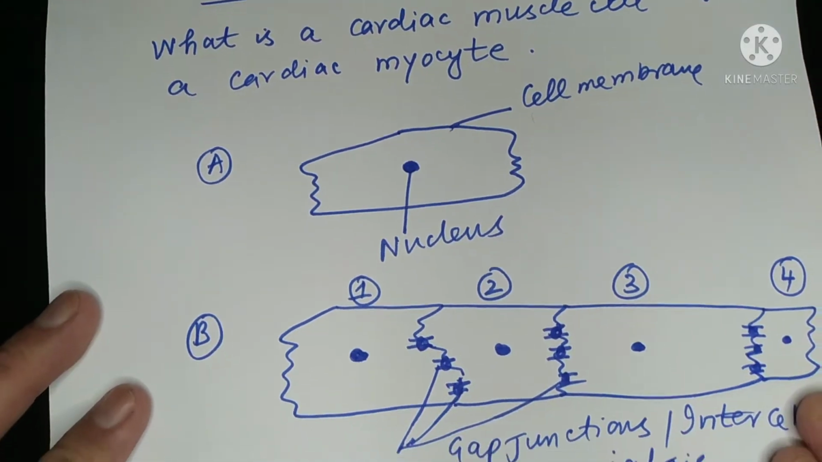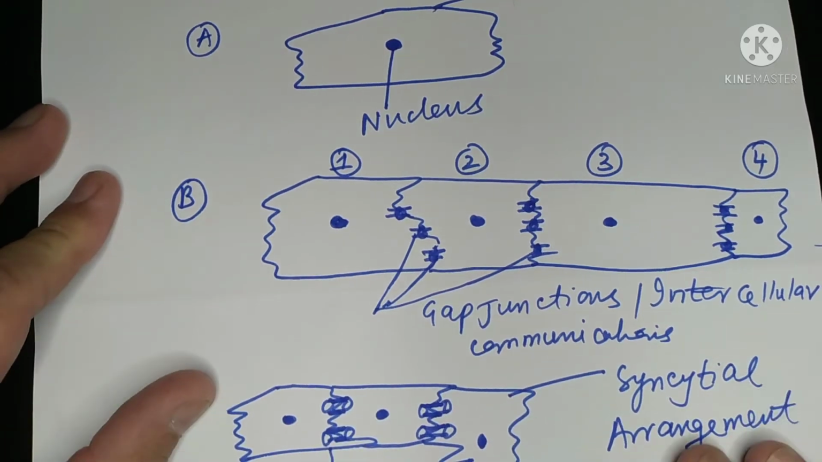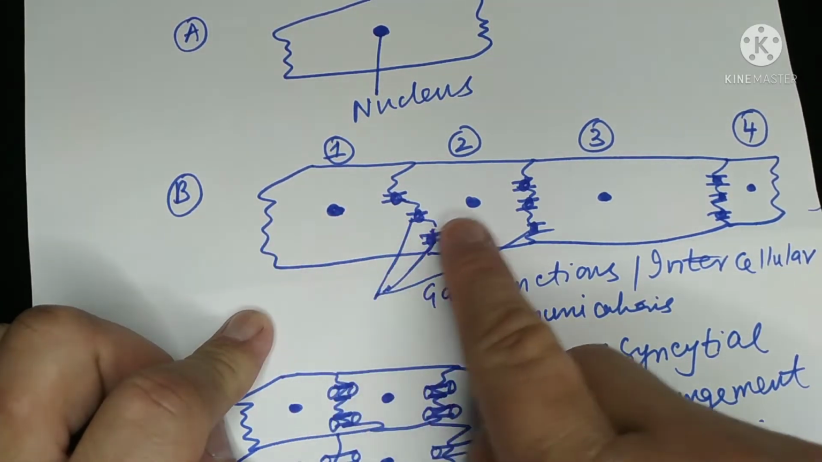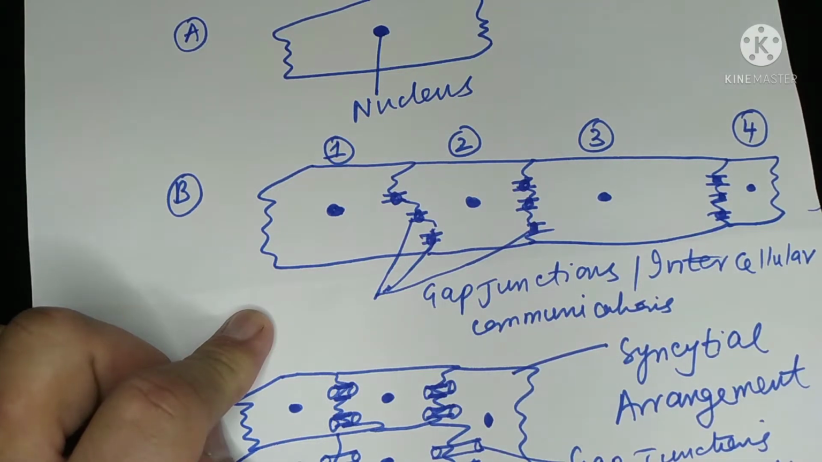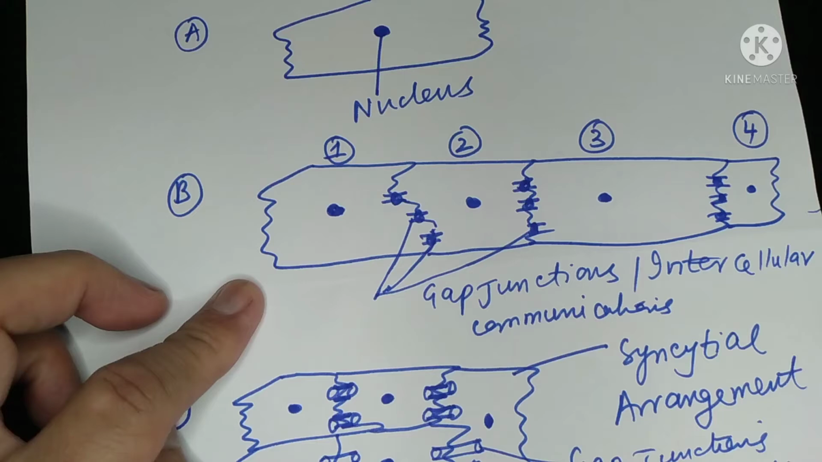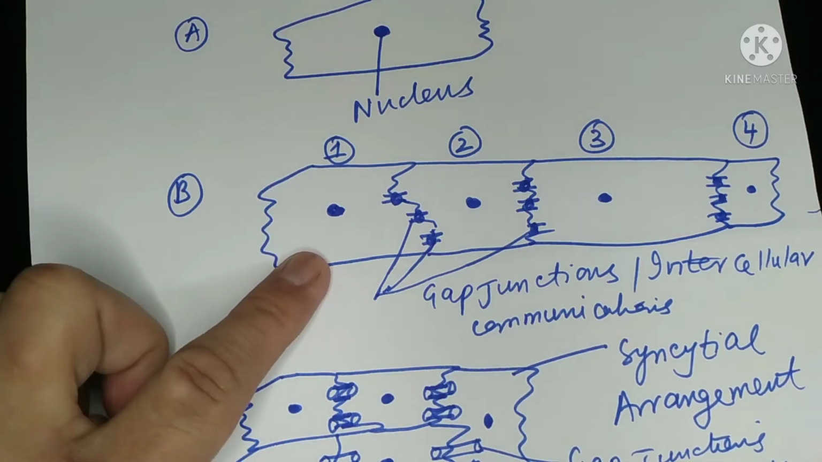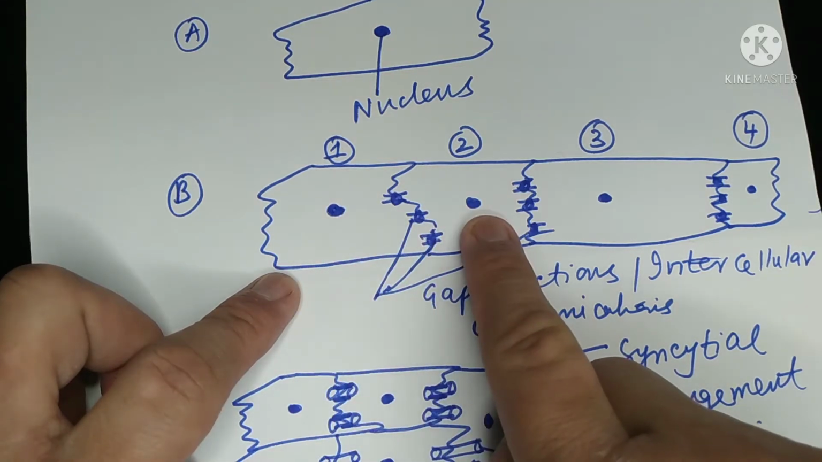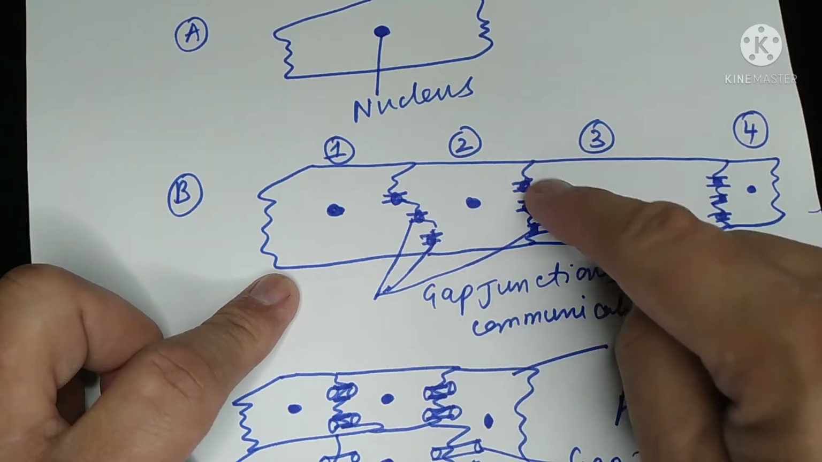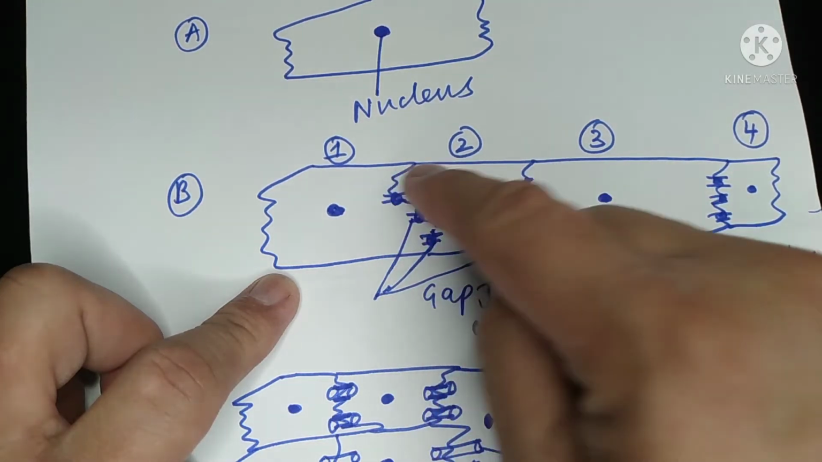A very important feature of cardiac muscle cells is that these cells are not arranged singly, but they are connected to each other in the form of a specialized arrangement which is known as syncytial arrangement or a syncytium. The reason why the cells are connected to each other is that when one cell undergoes an electrical activity or stimulation, it is transmitted to the other cells through gap junctions. These are small perforations or pores between the cells and are known as gap junctions.